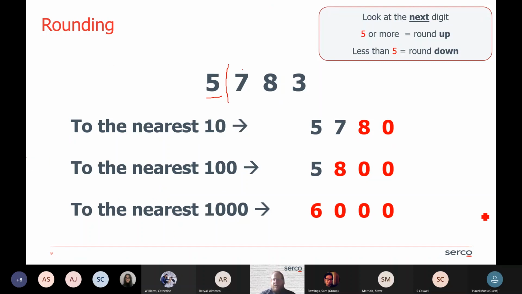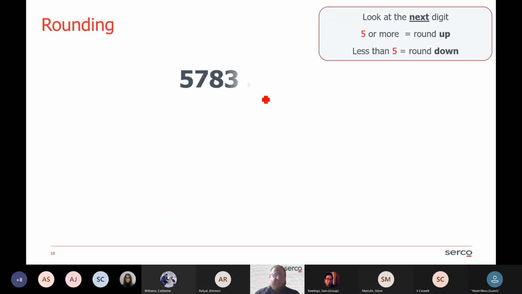So the rule that we're following is that we look at the figure we're rounding to, in this case thousands, and then we round up or down depending on what the next figure is, whether it's 5 or more or not. We do exactly the same with decimal points.